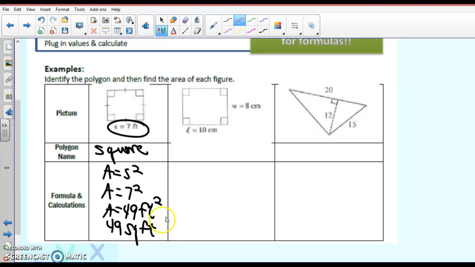All right, this is a rectangle. Look on your formula sheet. Area is length times width. So our area is going to be 10 times 8, which is 80, and it's going to be centimeters squared.